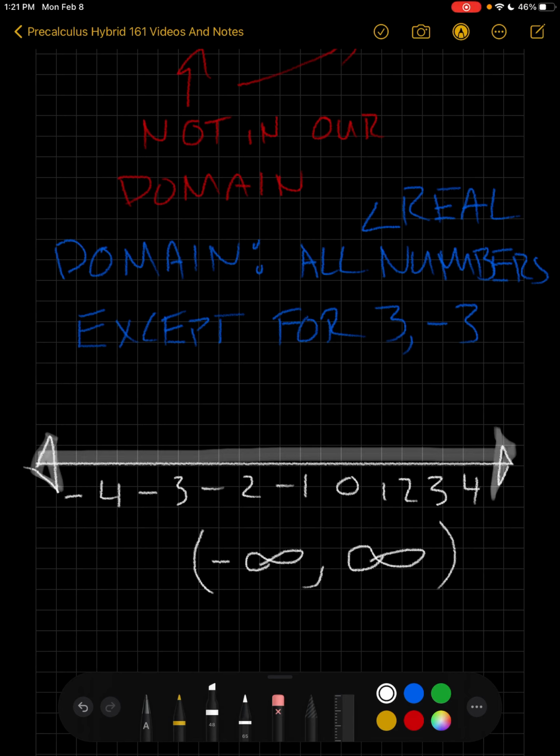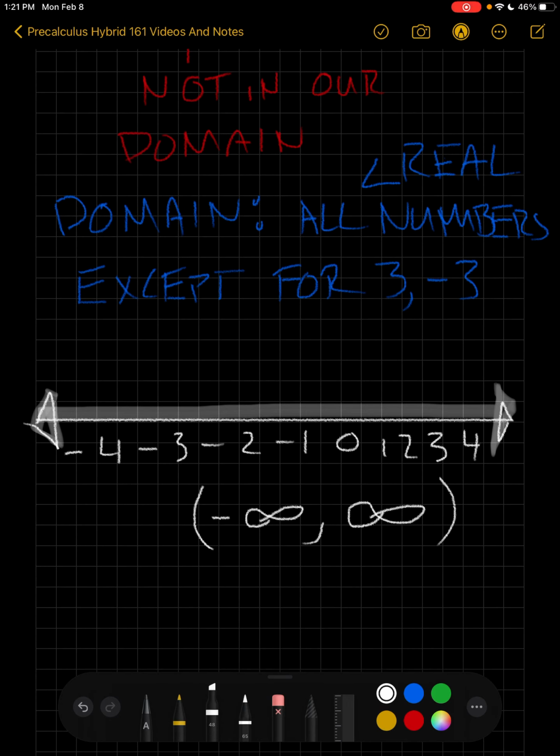But we want to take 2 numbers out of our domain. There are 2 numbers that we can't use. So let's X them out. Get rid of -3, that can't be in our domain. Get rid of +3, that can't be in our domain.